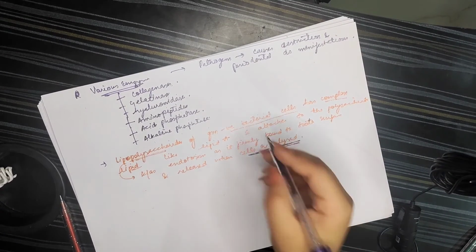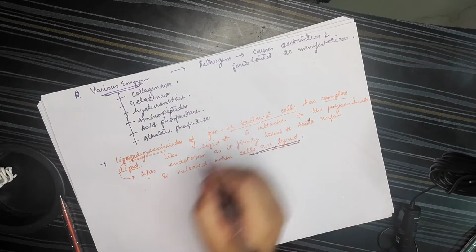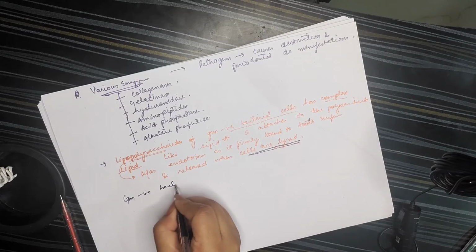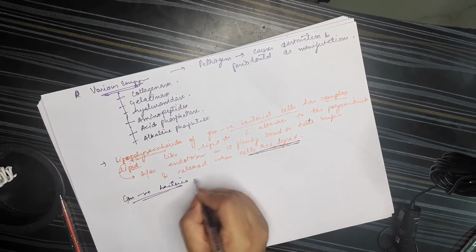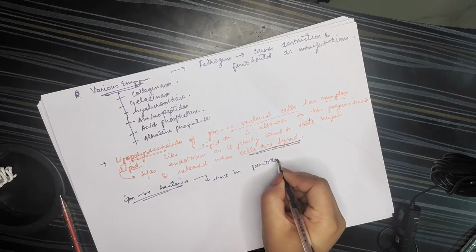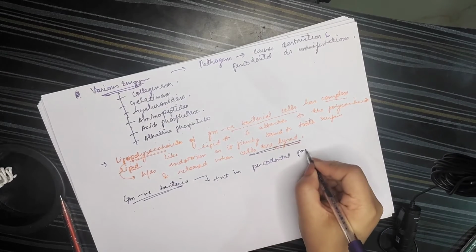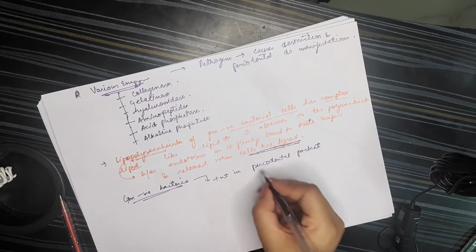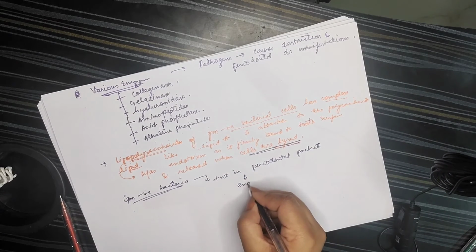Okay, and many other gram-negative bacteria which are present in the periodontal pocket also lead to release of endotoxin.